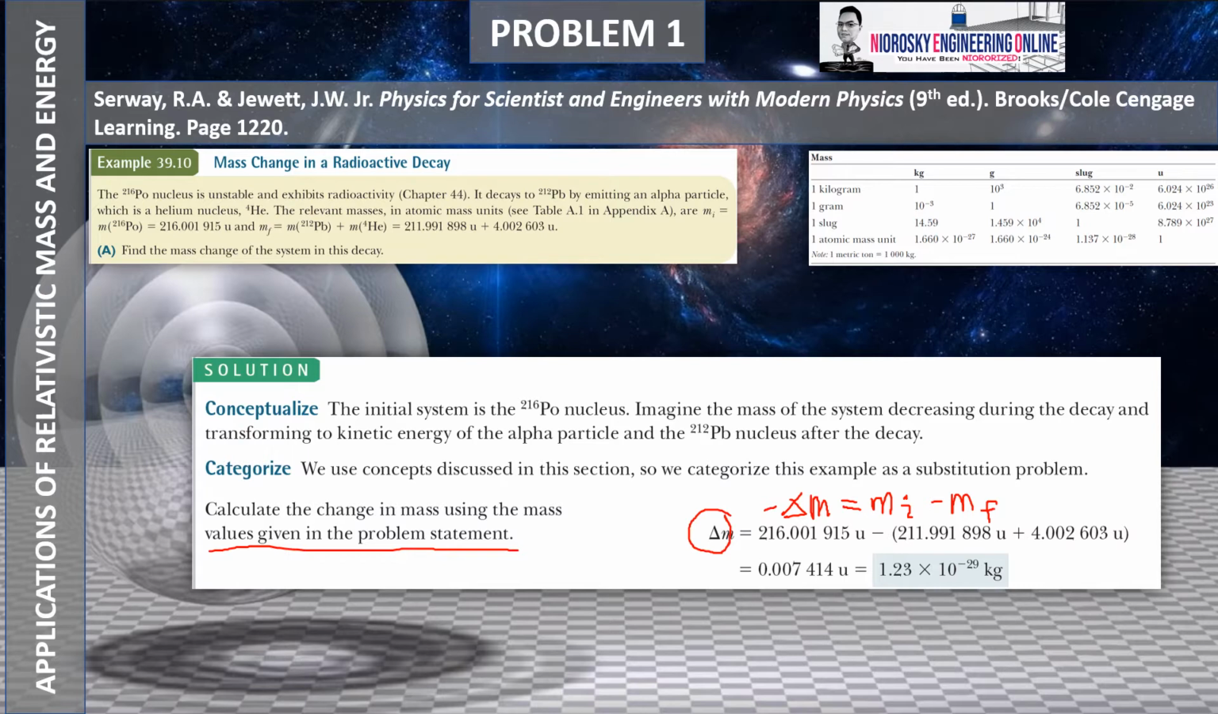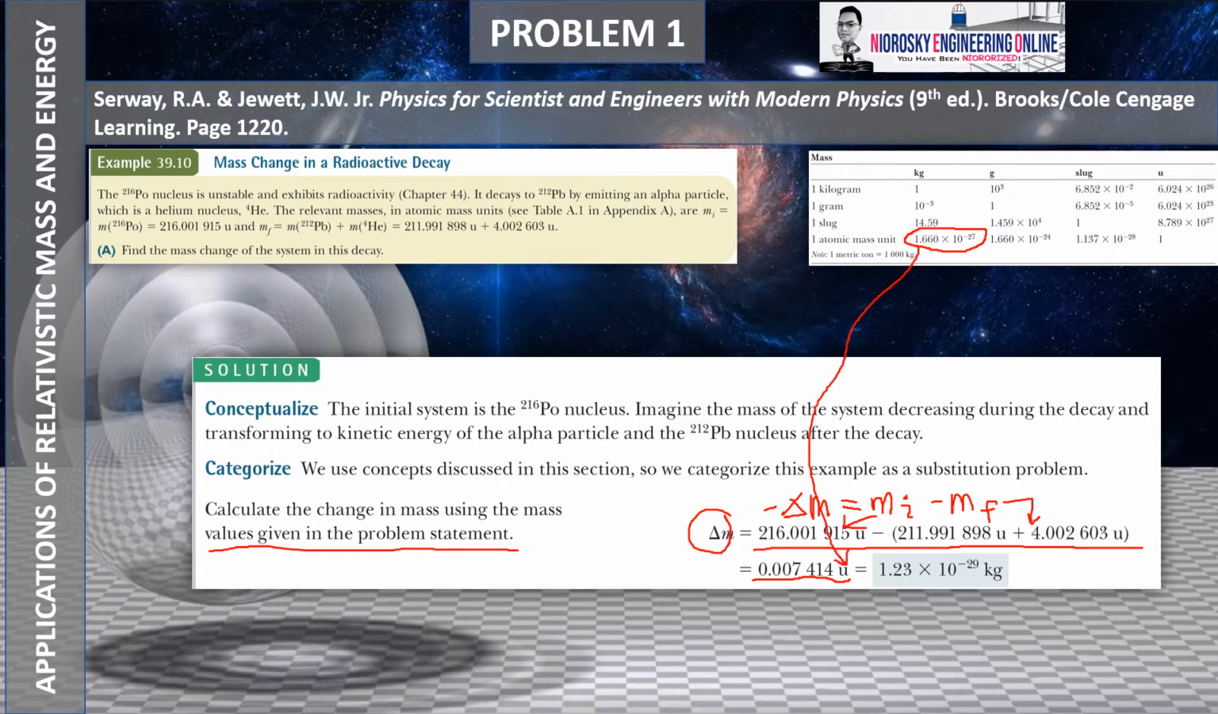Now, taking this algebraic difference of the mass initial and the mass final, you will get that the change in mass is 0.007414 U. So it is positive because we already injected that delta M is negative outside the phrase. So we accept that it is already decaying. Therefore, applying U as 1.66 times 10 to the negative 27, you just apply that.